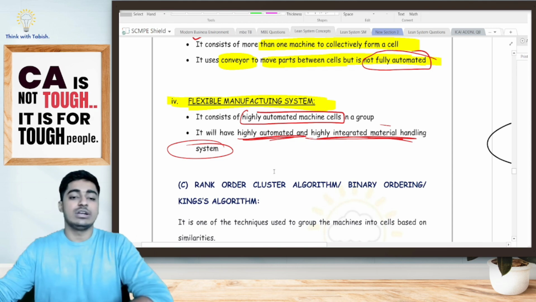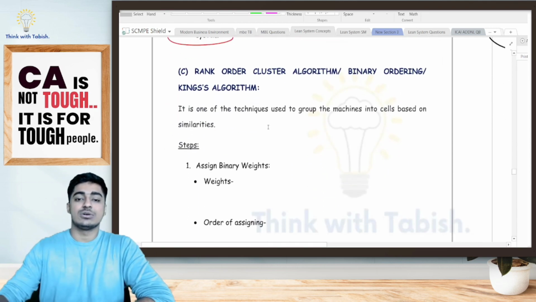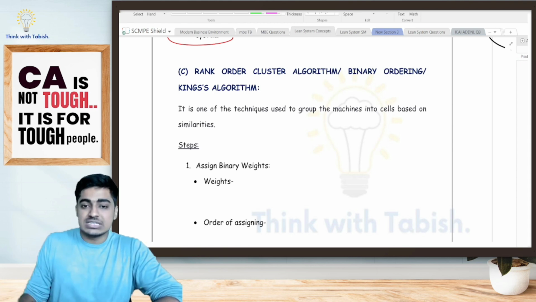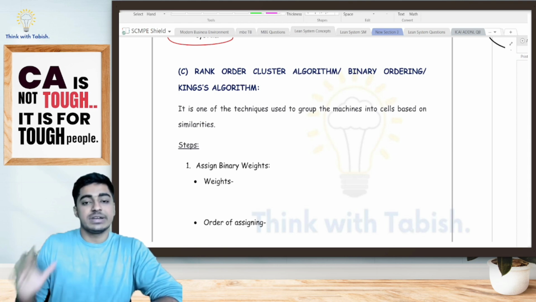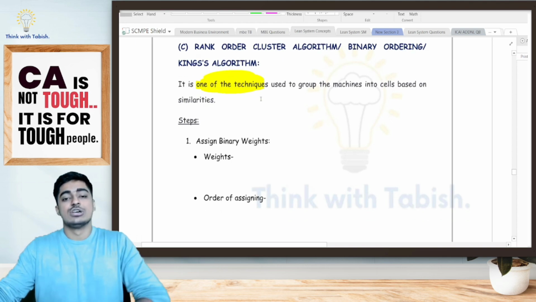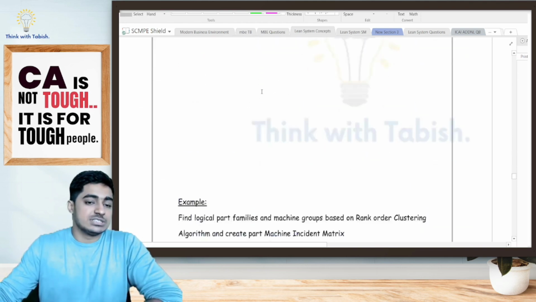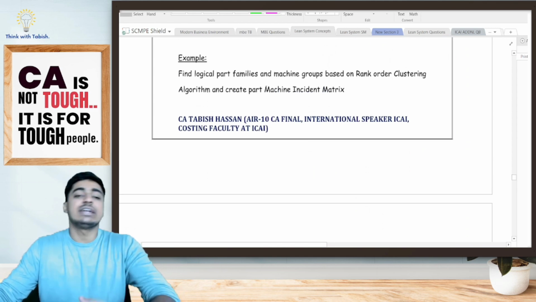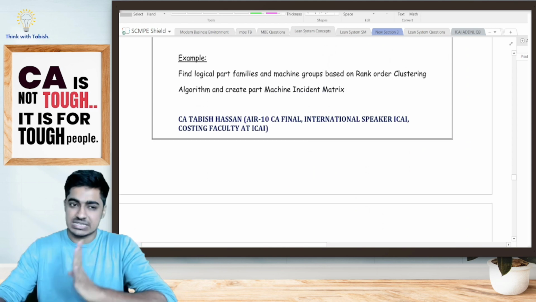Now we are moving into the rank order clustering algorithm. To bifurcate all our machines into cells, there could be different ways, different techniques. Rank order clustering algorithm is one of the techniques. Is it clear? You're going to enjoy it. First, there are too many steps, too many things. Let us straight away understand it with the help of a small example.